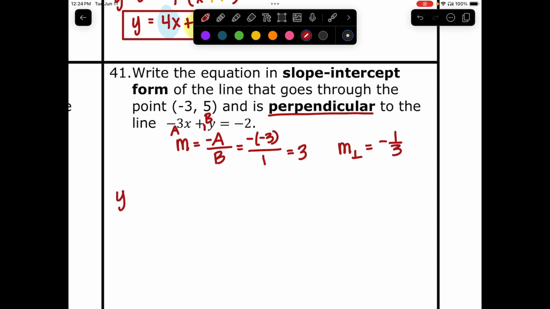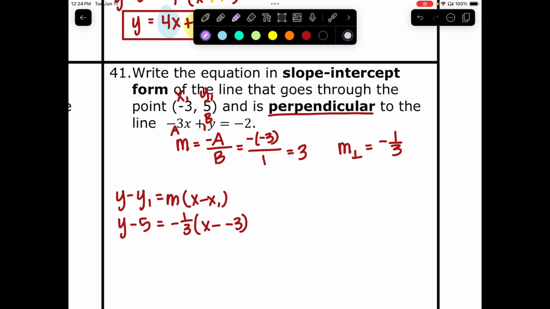Now we can use point slope form. And we're just going to plug in these two numbers. This will be our x1, this will be our y1. So we got y minus 5 equals, what was m? Negative 1/3 times x minus negative 3. Once more, this is my x1, boom. This is my y1, there we go. And this is my slope. That's where I got those from.